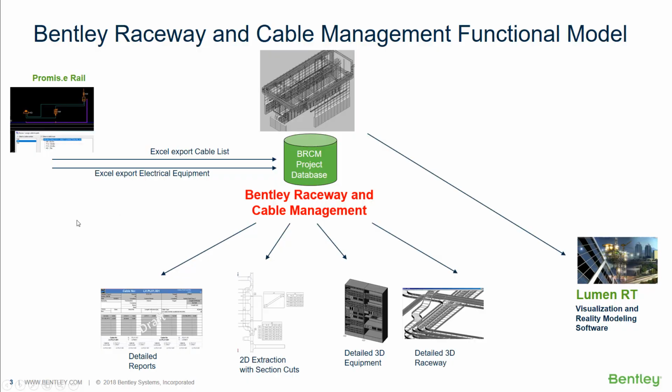In the functional model, you see here a possible workflow to import Excel cable lists and Excel equipment lists from Promis.e for Rail into the BRCM project database. As a next step, it is possible to create a detailed 3D raceway design to show detailed 3D equipment and to create different reports, for example, cable pull cards or a 2D extraction. Also, an export to LumenRT is possible.